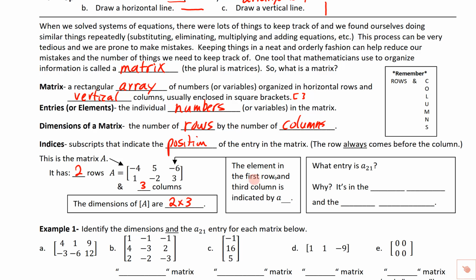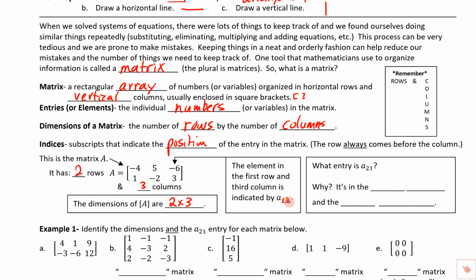And the element in the first row and third column is indicated. So this is the first row right here. It's in the third column. So this -6 right here is in the first row, third column. So we use indices to represent that, or those are subscripts. So we write 1, 3. So the A13 represents the entry that's in matrix A. It's in the first row and the third column.